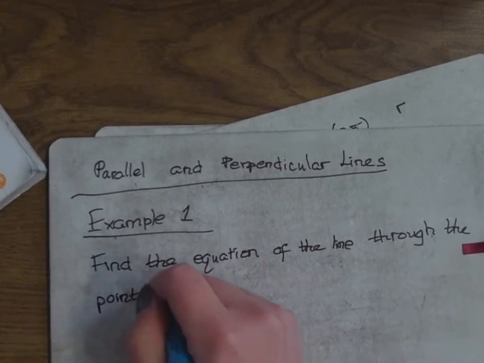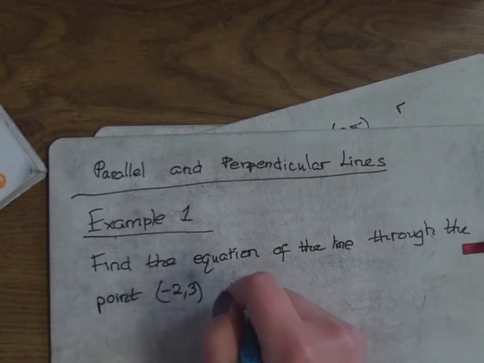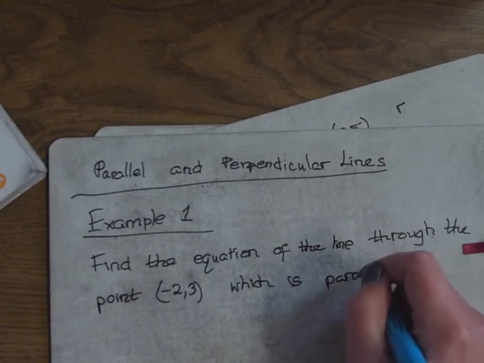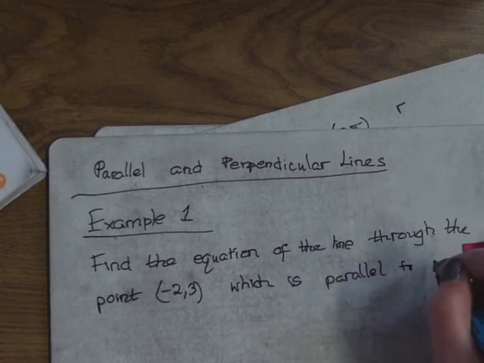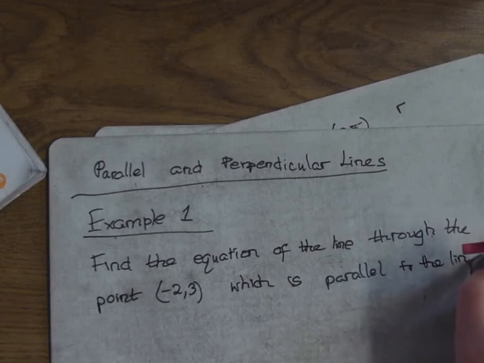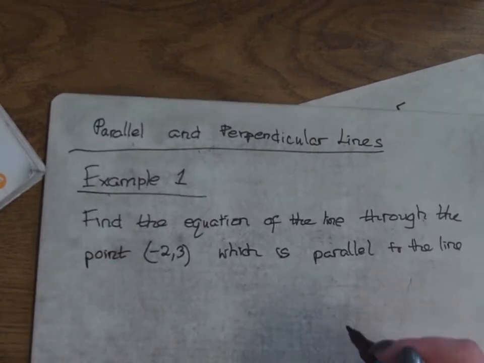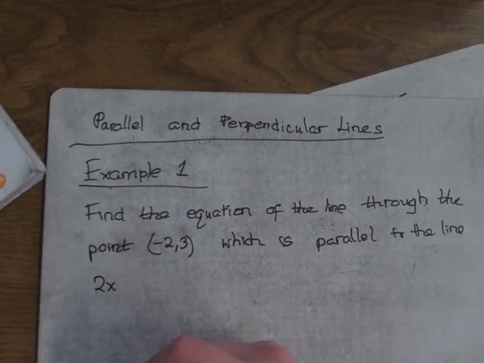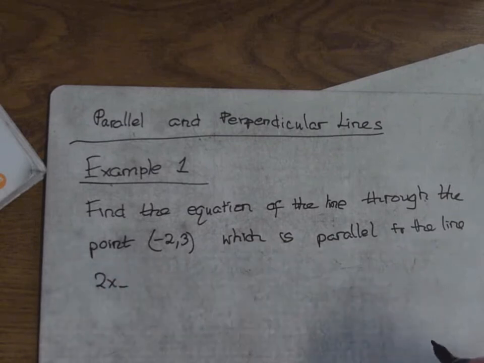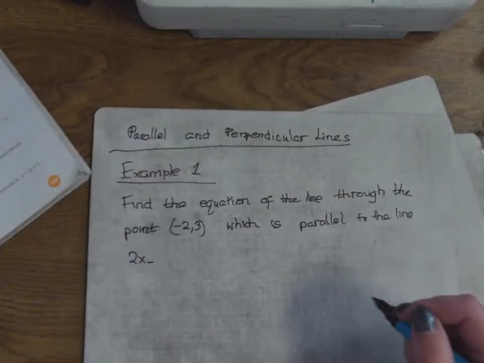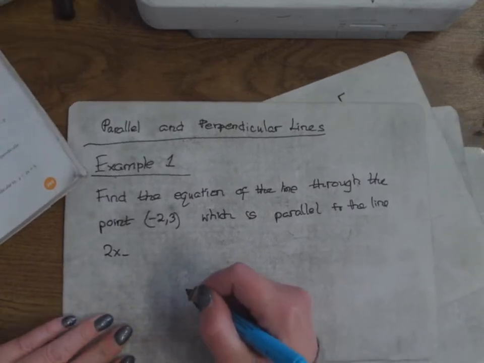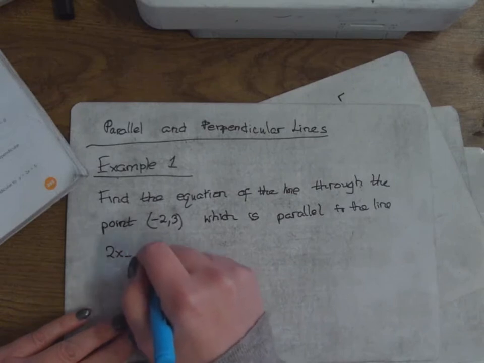Find the equation of the line through the point -2, 3, which is parallel to the line 2x minus y plus 5 equals 0.